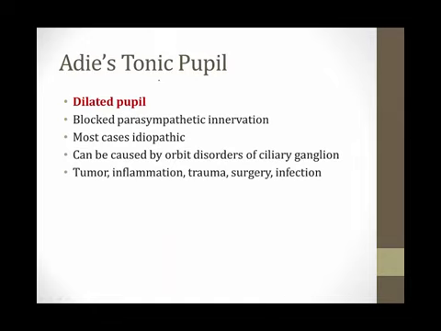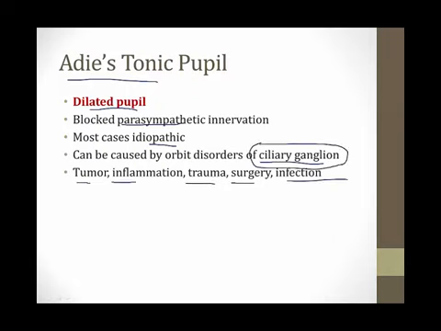Another rare condition that involves the parasympathetic pathway is called Adie's tonic pupil. This is a dilated pupil on one side caused by blocked parasympathetic innervation to that eye. Most cases are idiopathic, but it can be caused by orbit disorders that damage the ciliary ganglion. So for example, a tumor or inflammation or trauma or surgery or an infection could damage the ciliary ganglion. As a result, the pupil on that side will not have parasympathetic innervation, and thus it will be dilated because the parasympathetic system is unable to constrict the pupil.